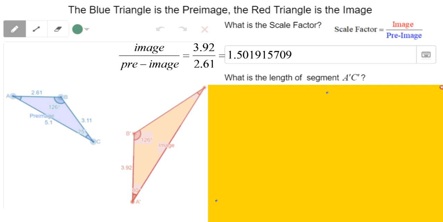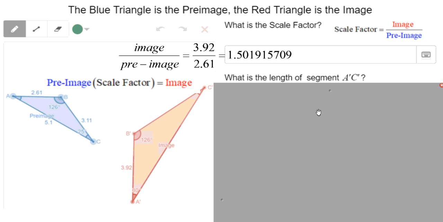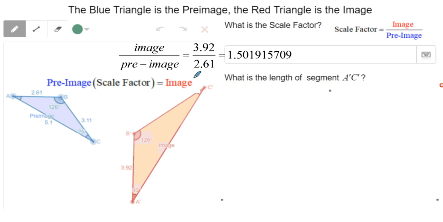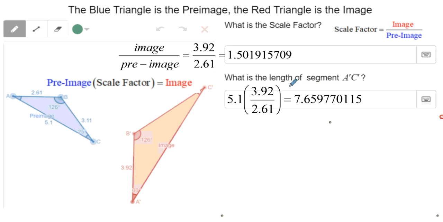Once we have the scale factor, we can start working on finding missing length. So could we work on finding the length of segment A prime C prime? Sure we can. We're going to use our pattern. The pre-image times the scale factor equals the image. So our pre-image would be AC times our scale factor, which would give us a length of A prime C prime. So here's our exact calculations, and here's our decimal approximate.